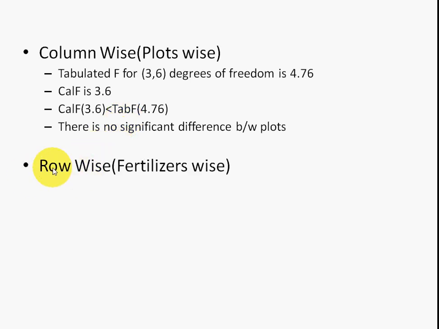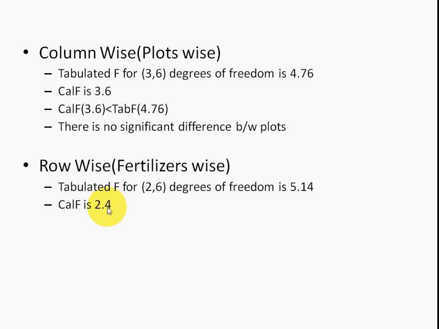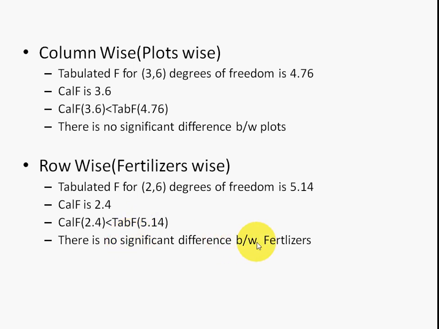Similarly row wise or fertilizers wise, is there any significant difference between the fertilizers? So the tabulated F for 2,6 degree of freedom is 5.14. Calculated F is 2.4. Therefore calculated F is less than tabulated F. Therefore there is no significant difference between the fertilizers. H0 is accepted. So this is about the two-way ANOVA. Okay, thank you.